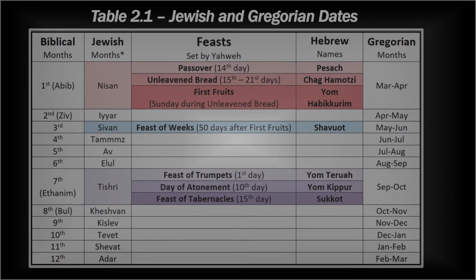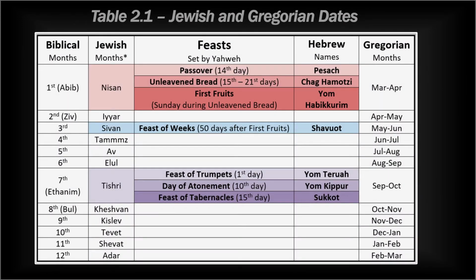Table 2.1 Jewish and Gregorian dates. The first column on the chart shows the original biblical names for the months. Usually, this simply means the ordinal number of that month, 1st, 2nd, 3rd, and so on. A few months had special Hebrew names which described something about that month. Abib means tender and probably referred to the first shoots appearing. Ziv or Zeph means brightness and referred to the blooming of flowers. Ethanim means permanence, and I think this refers to the feasts that take place in the 7th month. And finally, Bul means rain. The 8th month was the beginning of the rainy season.